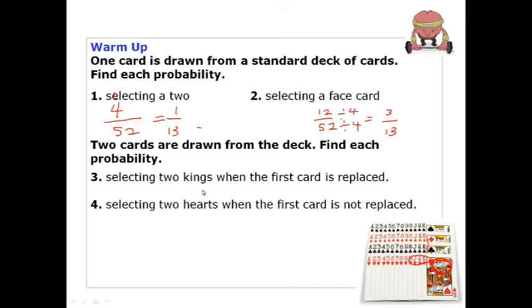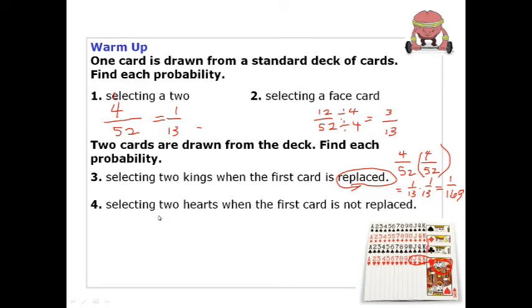Now we're drawing 2 cards and finding each probability. What's the probability of selecting 2 kings when the first card is replaced? So the key word here is replaced. So once I take a king out of the deck, I am going to put it back in for the second draw. So then my probability is 4 out of 52 times 4 out of 52. Since I replaced that first king, that's going to be 1 over 13 times 1 over 13, which is 1 out of 169.